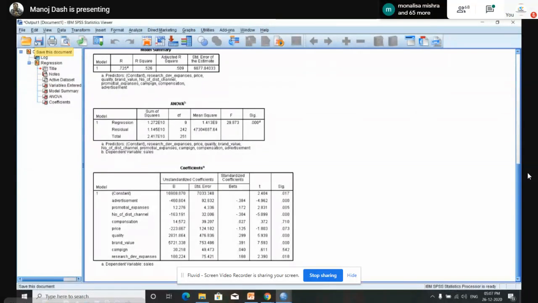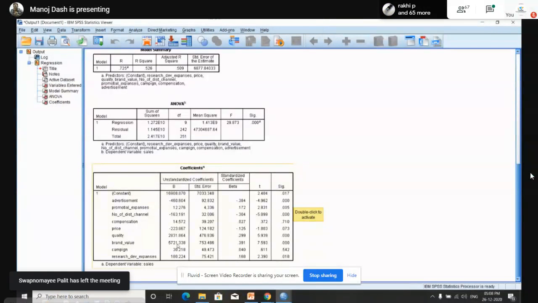Just assume that all are significant. Just assume that. How can you interpret? See that all T is greater than 2. How can you interpret? Anybody? What is the highest positive impact? Brand value. So it means the first positive impact strength is your brand value, followed by quality, then R&D expenses. So the company should give more importance to brand value, because if you spend 1 lakh rupees on advertisement on an average, then sales will increase 5,721 times.